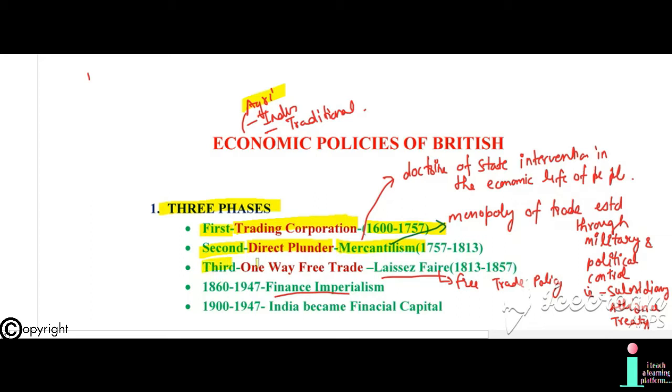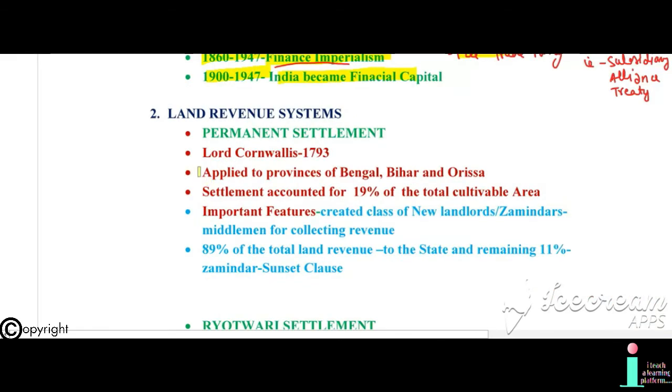The third phase was a phase of one-way free trade, and it was based on the principle of laissez-faireism, free trade policy. And from 1860 to 1947, financial imperialism could be seen in the economic policies of the Britishers. From 1900 to 1947, India became a financial capital. As I have said, in this lecture I will deal with the land revenue system or agriculture policies.